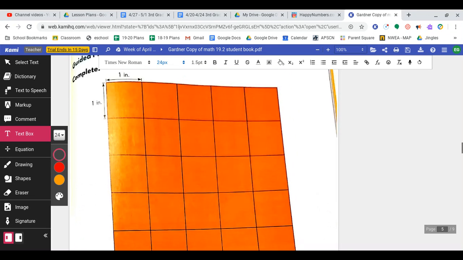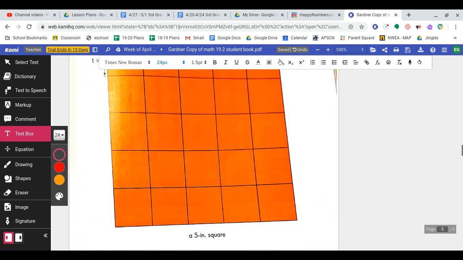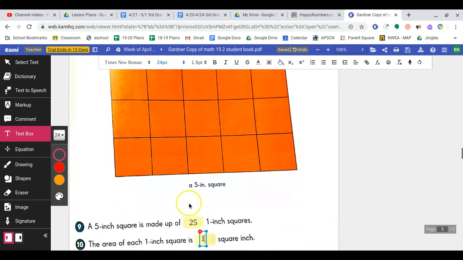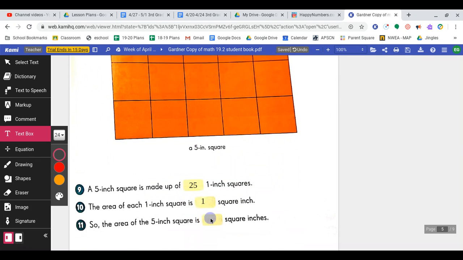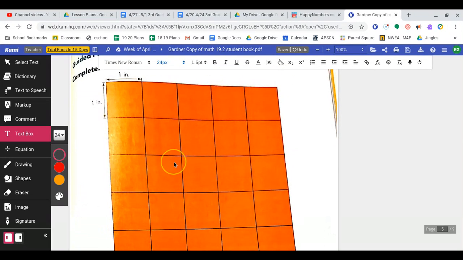The area of each 1-inch square is 1 inch squared. That is how much is inside of this. So the area of the 5-inch square, this whole thing, is 25 square inches. If we count them up, we would get that answer, or multiply.